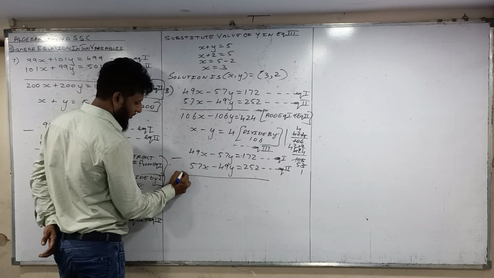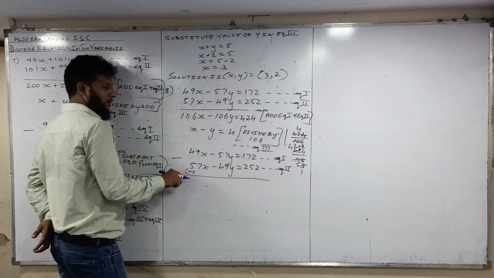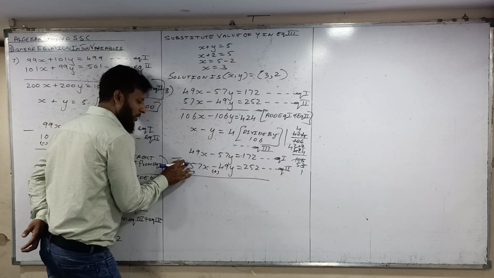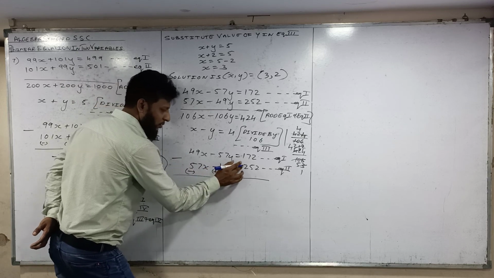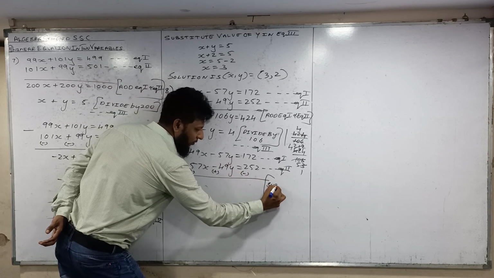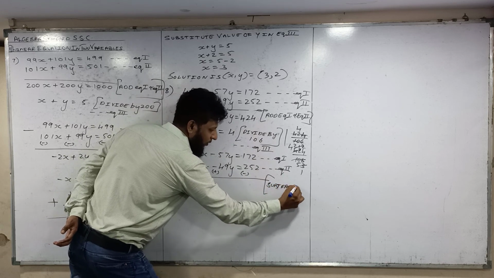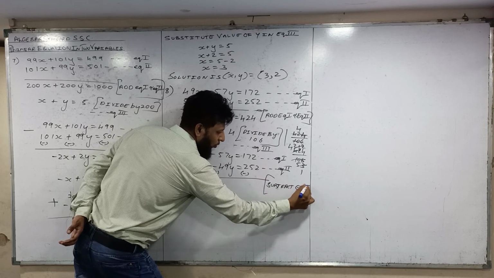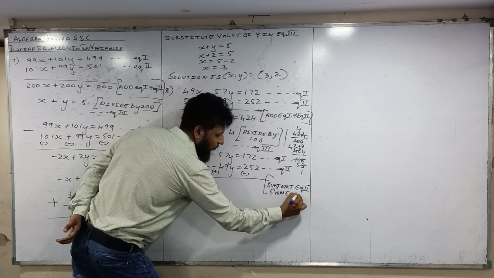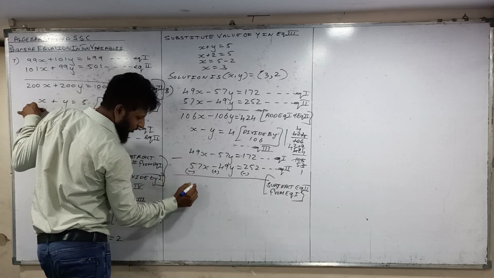Subtract, so change the sign. When you are subtracting this, change the sign. Minus will become plus, plus will become minus. No sign means plus sign, and this plus sign will become minus. I am writing here subtract. One time add, one time subtract. Equation 2 from equation 1.